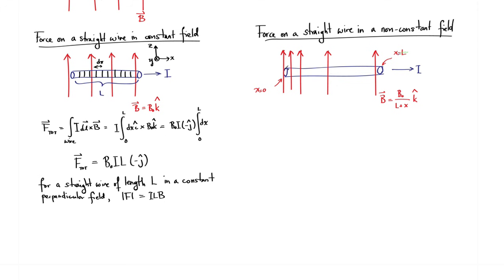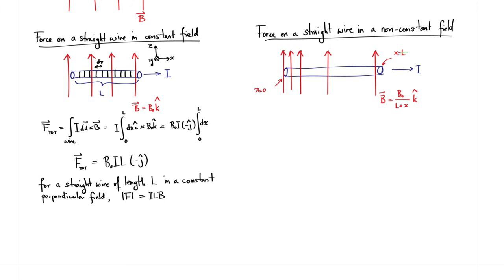So what that means is that at this end of the wire, the magnetic field is going to be B naught over L, because x is equal to 0. At this end of the wire, when x is equal to L, the magnetic field will be half what it was over here. So it'll be B naught over 2L, right? So this is meant to indicate the field is getting weaker as we go from left to right.